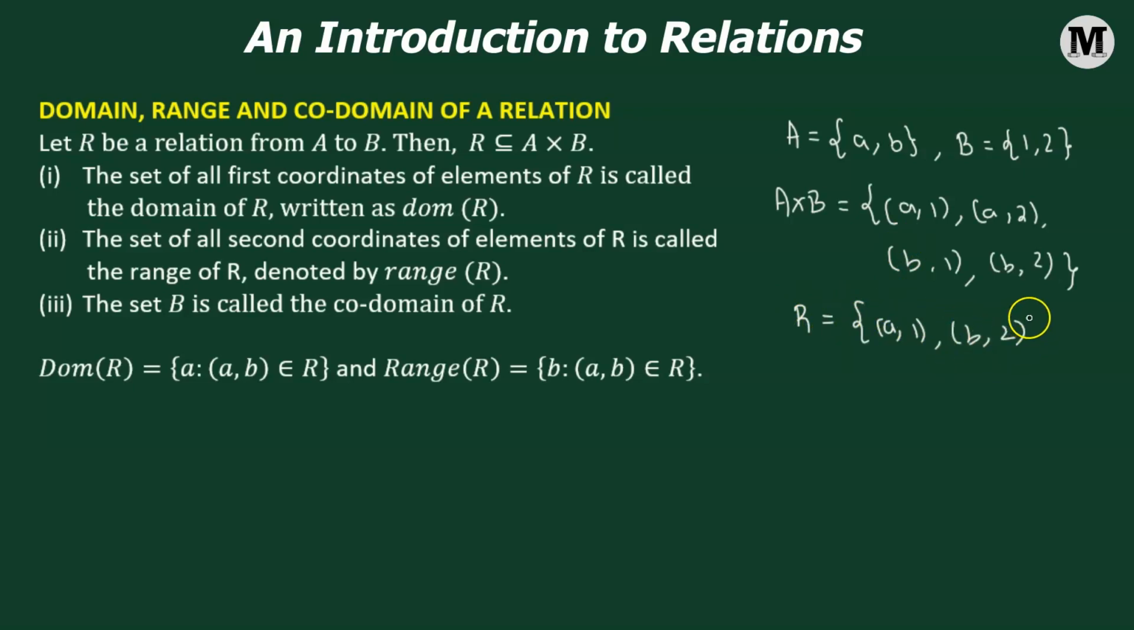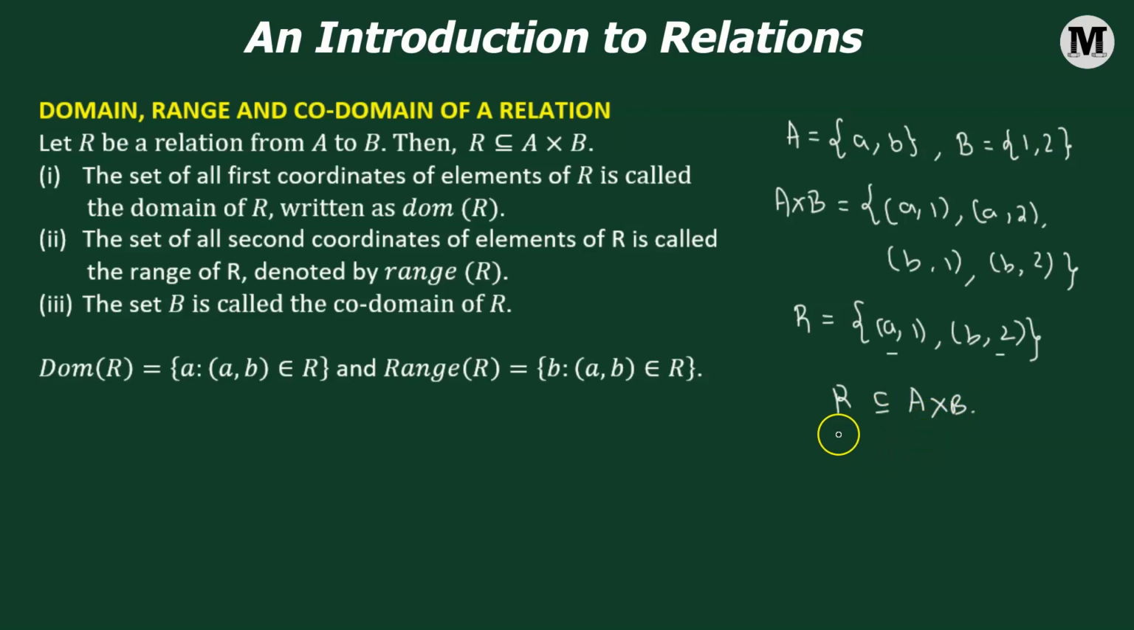Now clearly the set R is going to be a subset of the Cartesian product of A and B. That's because whatever elements we have chosen in the relation R, we have picked from the Cartesian product of A and B. So definitely R is going to be a relation going from A to B.